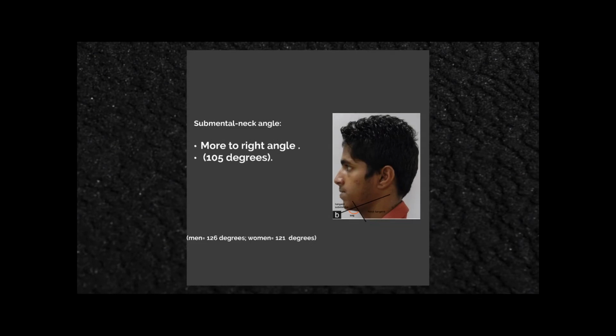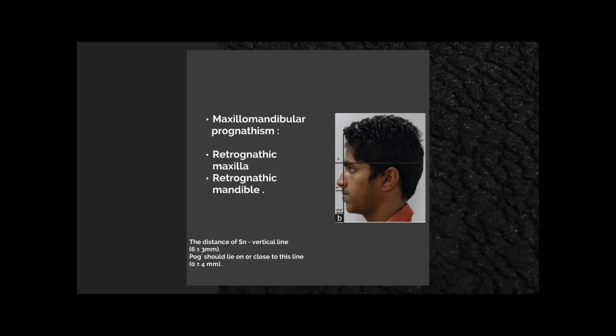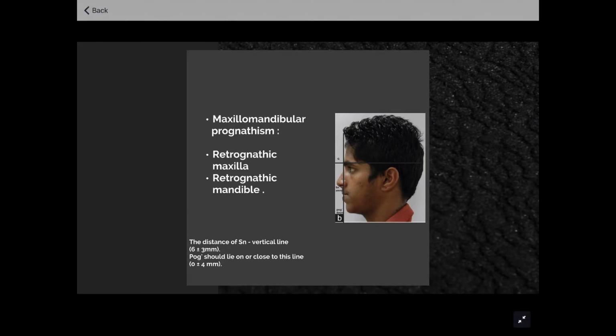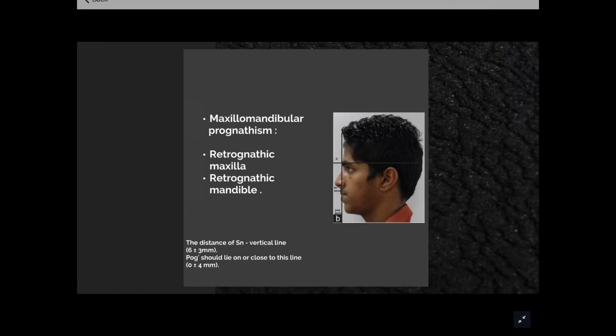The submental neck angle is closer to a right angle, which nowadays is considered to be normal. Maxillomandibular prognathism shows a retrognathic maxilla and retrognathic mandible, as the subnasale point is 2 millimeters anterior to the vertical line, and the pogonion point is 6 millimeters behind the vertical line.